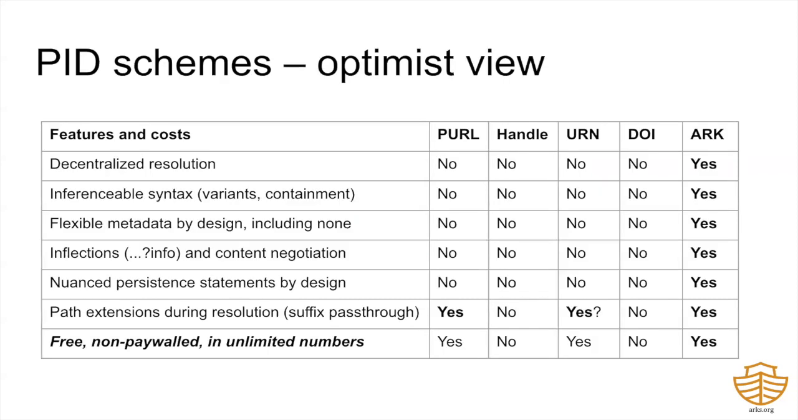If you buy into the idea that PIDs actually provide value, here are some details on things they might do for you. By an amazing coincidence, this table is quite flattering to ARKs. The bottom line is always about cost. No organization pays for the right to create ARKs, PURLs, or URNs in unlimited numbers.